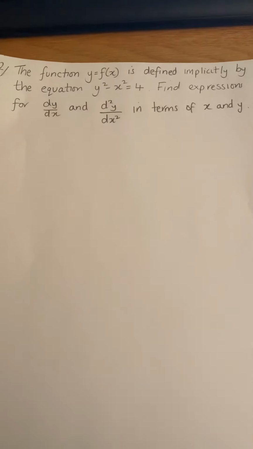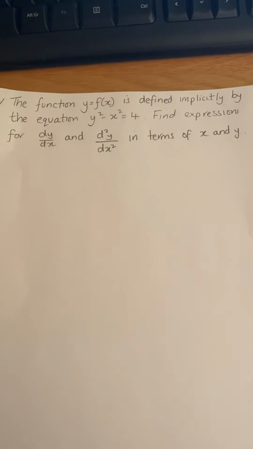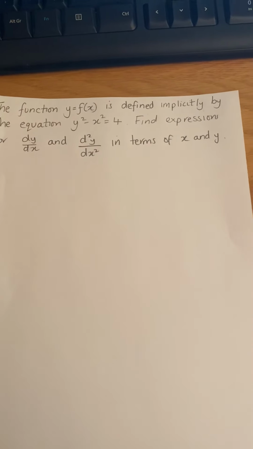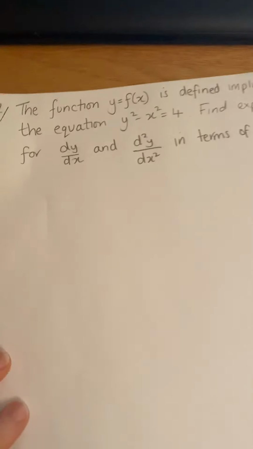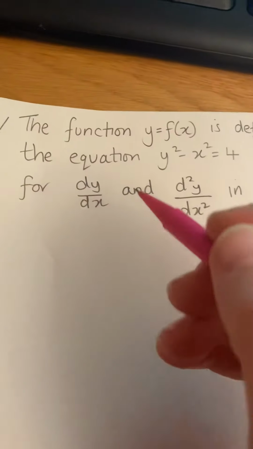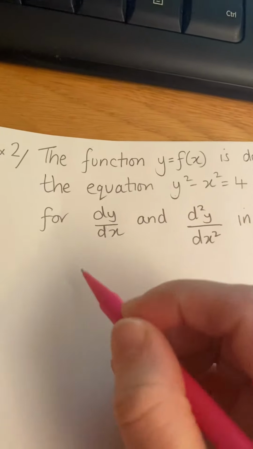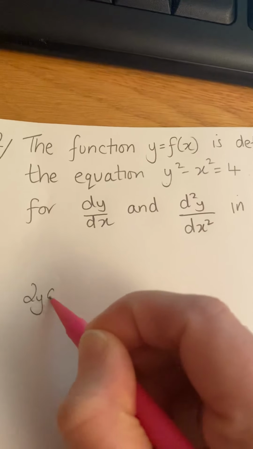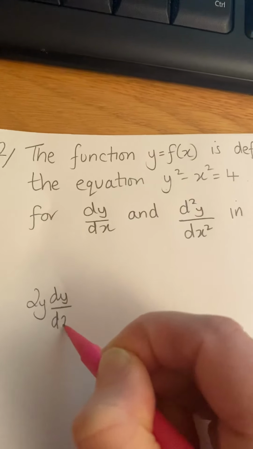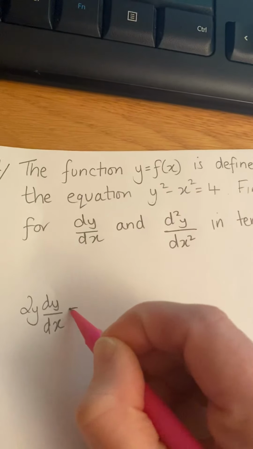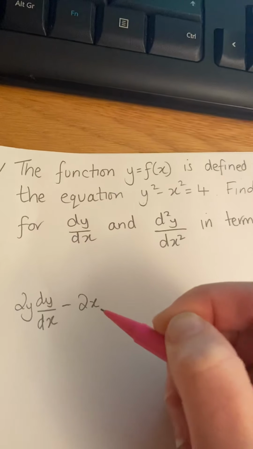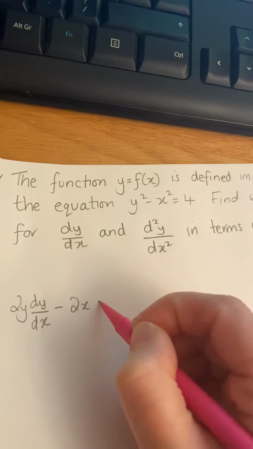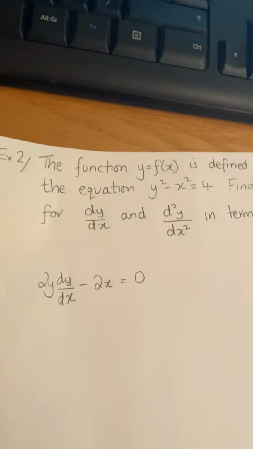Okay, so just another example using implicit differentiation to find the first and second derivative. So we've got the function y squared minus x squared equals 4. Just starting off the same way we always do. Differentiating y squared, it'll become 2y dy by dx. Differentiating minus x squared, it'll just become minus 2x. And differentiating 4, it becomes 0.